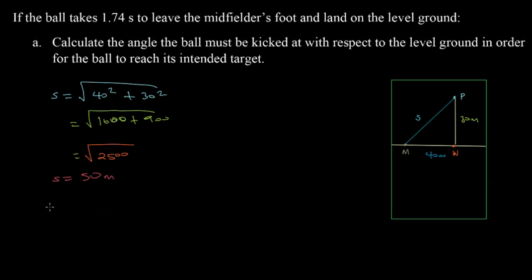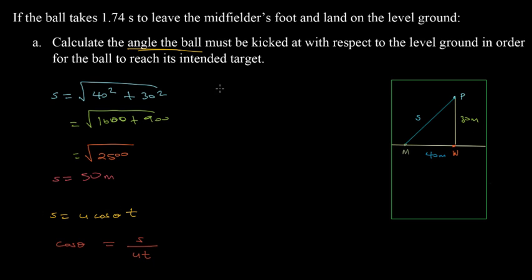So we have s is equal to u cos theta times t. In this case, we want to find the angle that the ball must be kicked at to reach its target. So we need to find this value theta. If we rearrange, we can get that cos theta is equal to s divided by ut. Right? So cos theta is equal to s divided by ut.